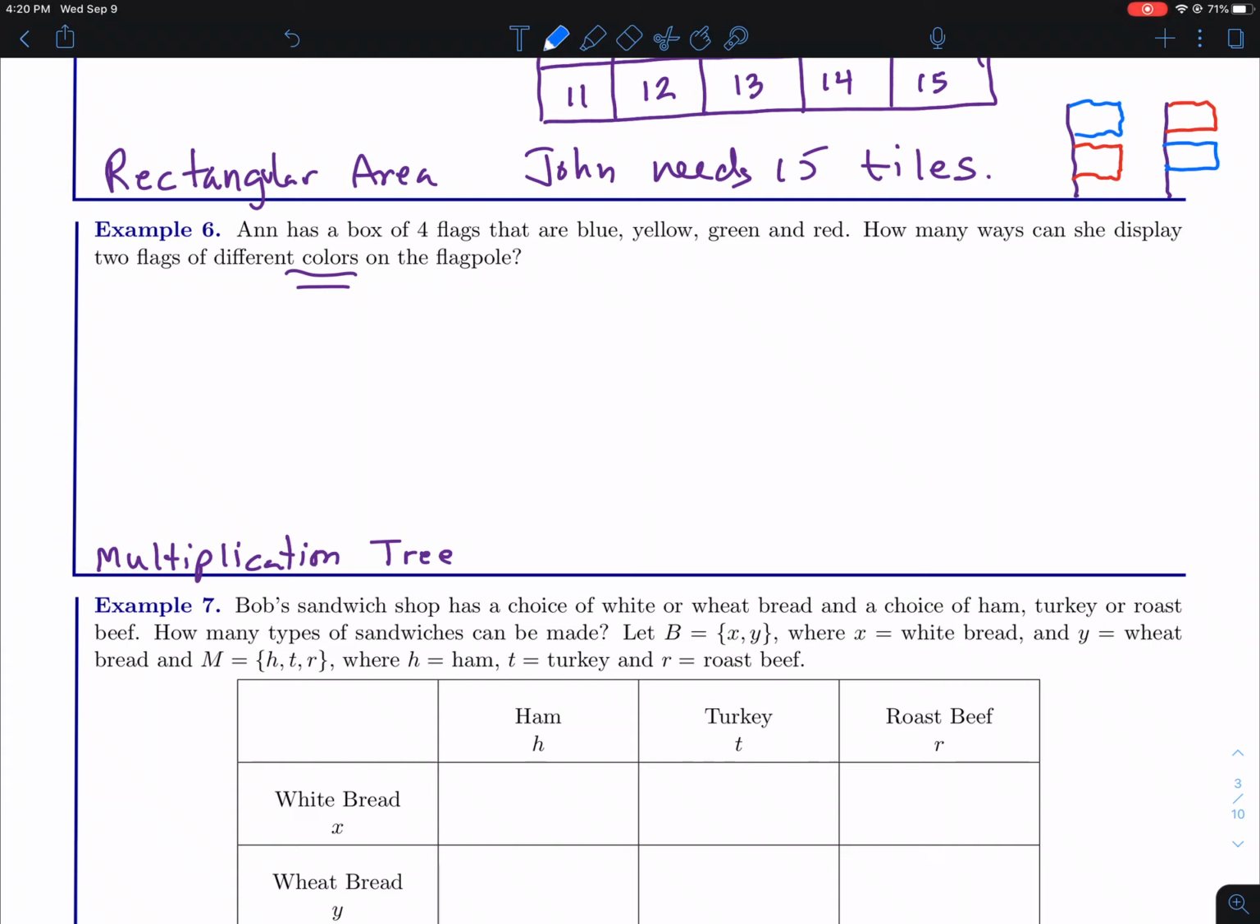So when I lay out my multiplication tree, the first part I'm going to make the top flag, and then the second set of branches I'm going to make the bottom flag. So in this case, I'm going to have a top flag and a bottom flag. For the top flag, I can choose any flag that I want, because at this point I haven't put any flag on the flagpole at all. So I've got a choice of blue, yellow, green, and red. I can choose any of those for my top.